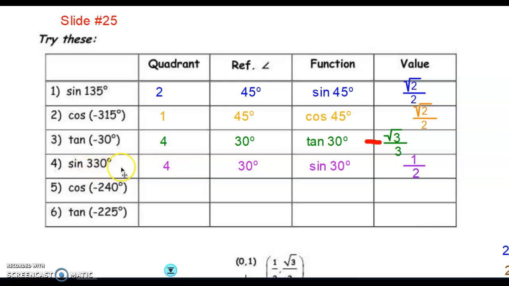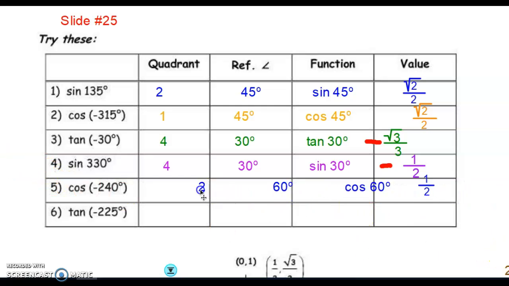Here we have the sine of 330. That's going counterclockwise. That'll be in the fourth quadrant. And reference angle 30 degrees. So we really want the sine of 30 degrees. That is also 1/2. And guess what, folks? In the fourth quadrant, sine is negative. So we've got to give a little old negative. There you go.